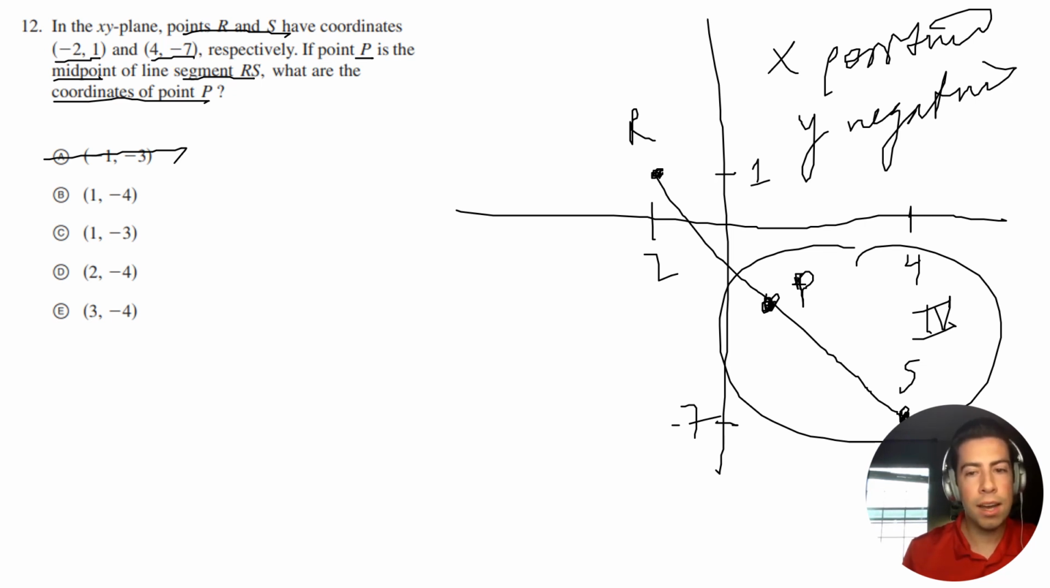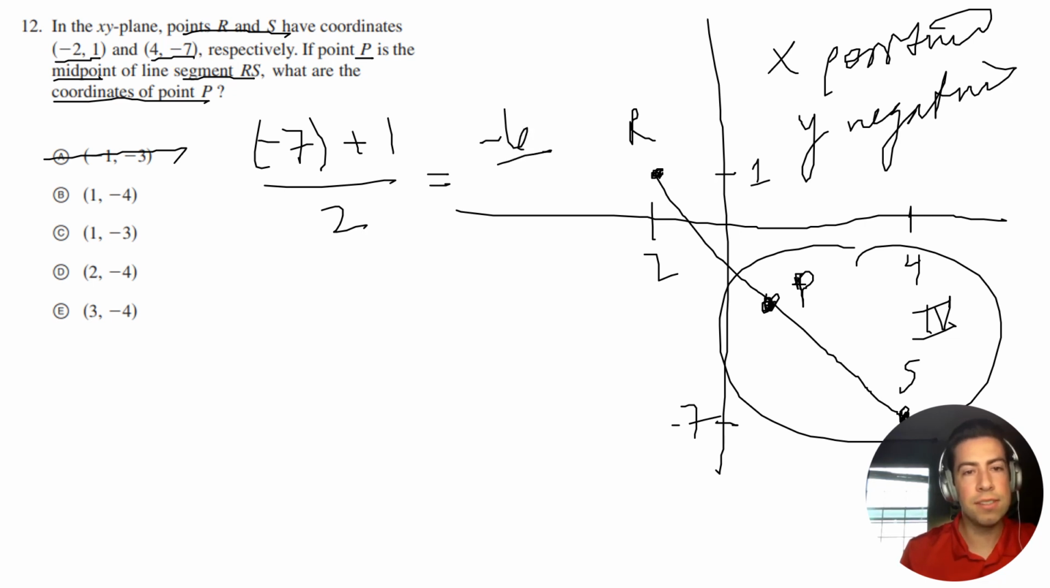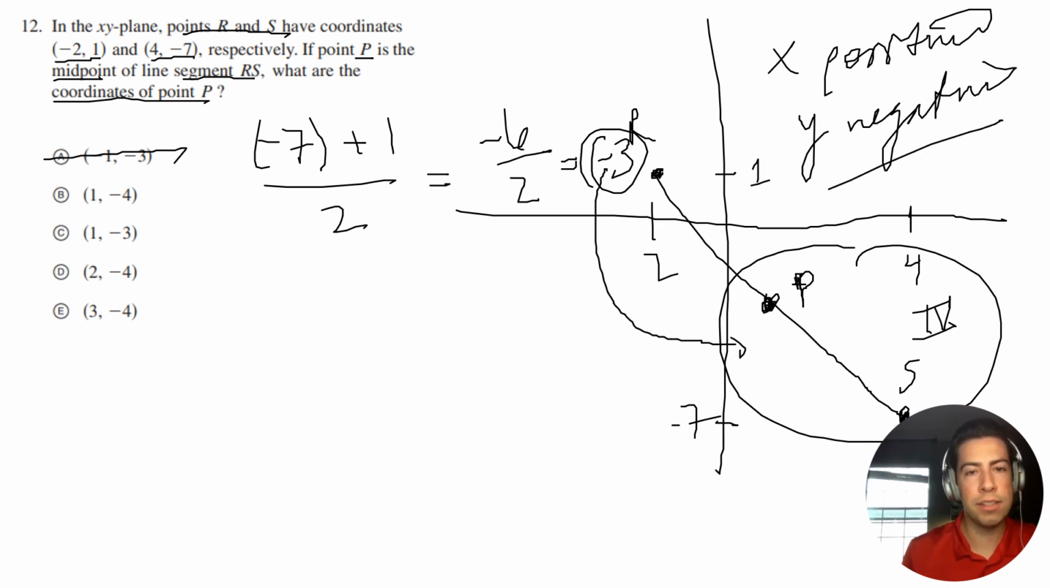Okay, so now let's figure out what these midpoints are. Now what a midpoint is, it's basically just the average between the two values, right? So let's start with our Y values. We're going to have (-7 + 1) divided by 2, and remember, this is just an average. So I'm going to get -6 divided by 2, and that's going to be equal to -3. So that's going to be our Y value. Again, double check and make sure that makes sense. Our Y value is negative, and we said it has to be negative, so that checks out.